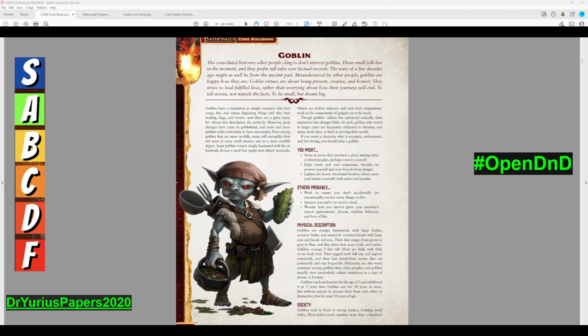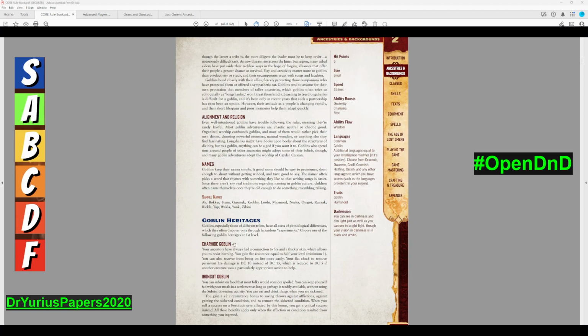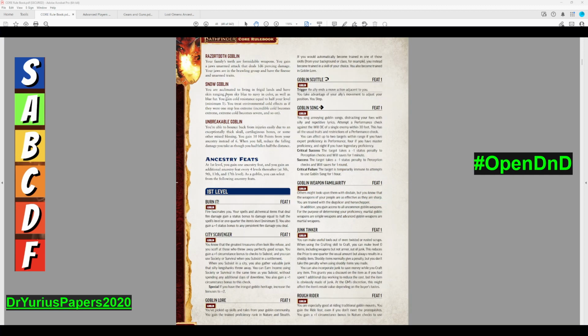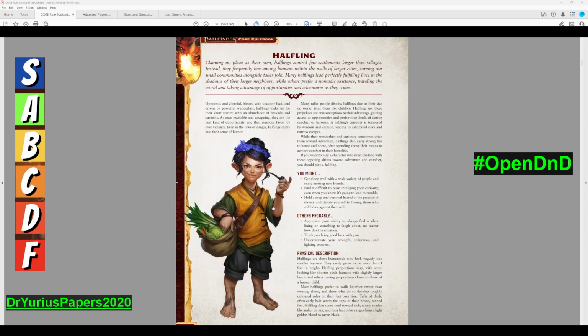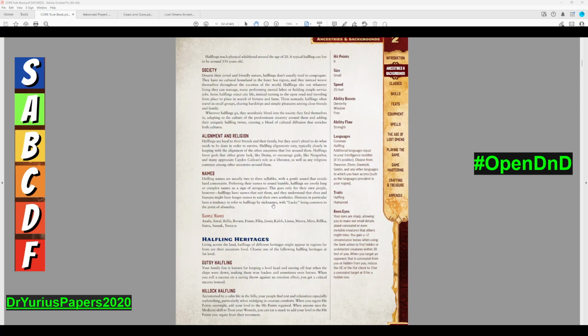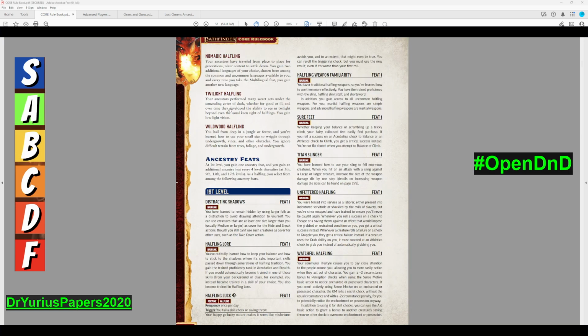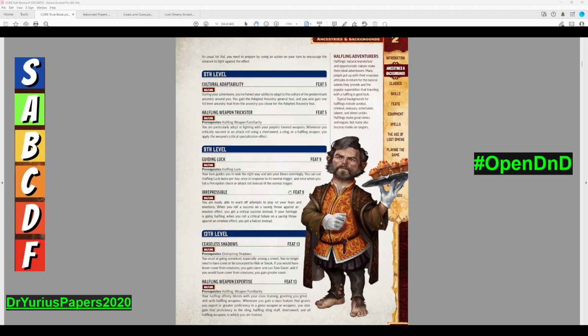And then we've got goblins. A goblin is a base race in Pathfinder 2nd Edition. And there's charhide goblins, iron gut goblins, razor tooth goblins, snow goblins, and unbreakable goblin. And then they've got all their feats. We've got halflings: gusty halfling, hillock halfling, nomadic halfling, twilight halfling, wildwood halfling, and then we've got all their feats.